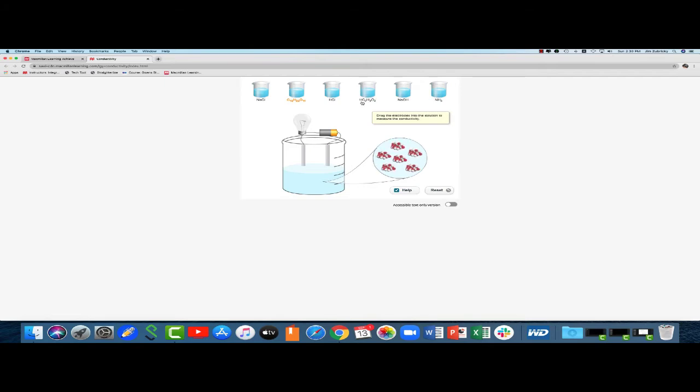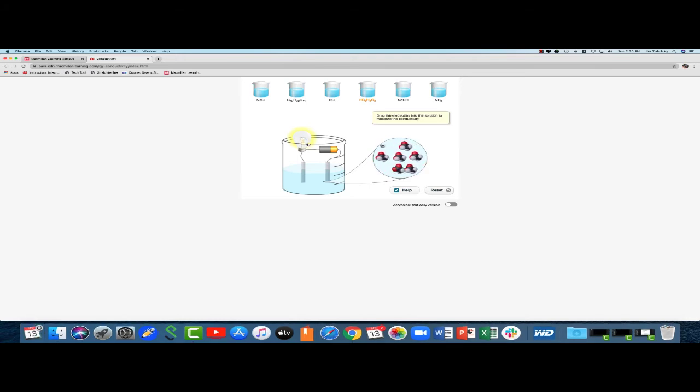Let's jump over here to HC2H3O2. This is acetic acid or vinegar. So if I drag the wires here, it is lighting up, and it looks like you've got some movement. You've got some ions, but most of the molecules stay together as a molecule.